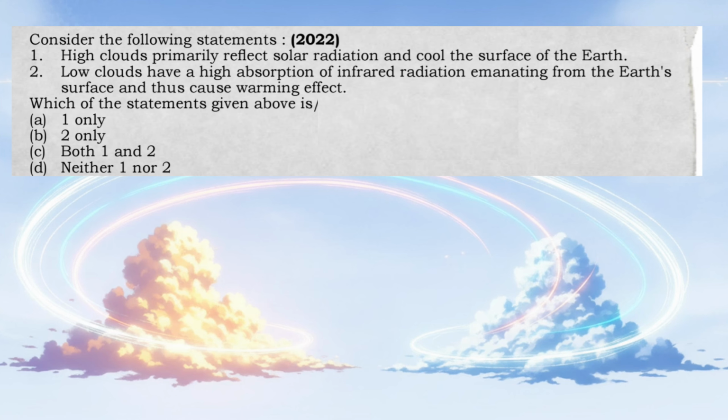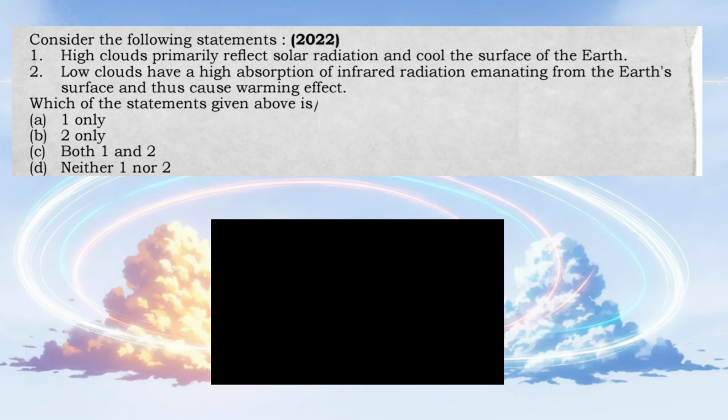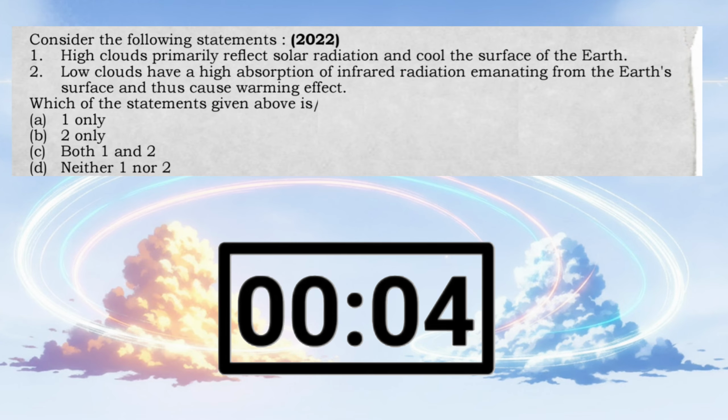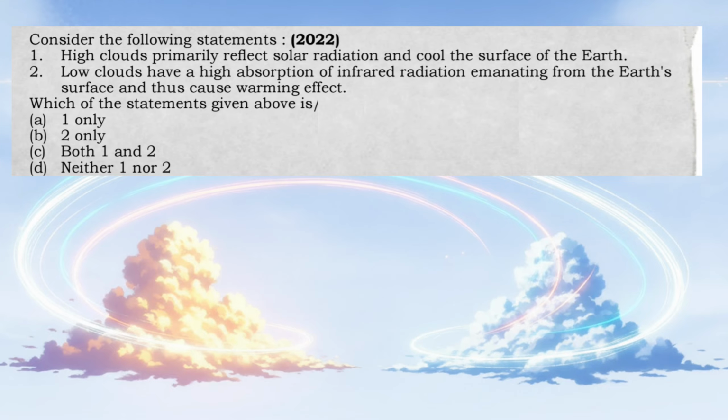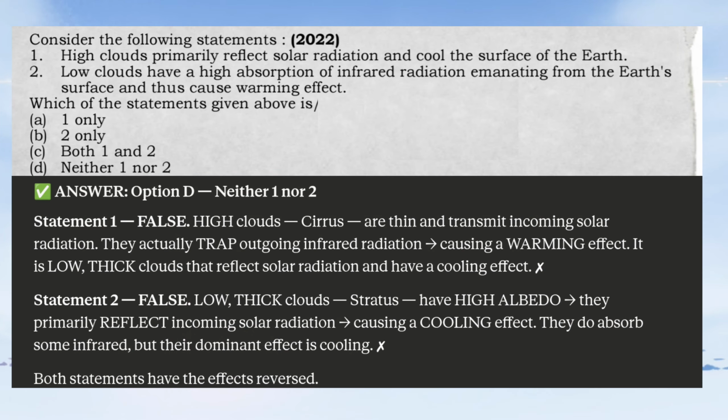Question 11, UPSC Prelims 2022. Consider the following statements. 1. High clouds primarily reflect solar radiation and cool the surface of the Earth. 2. Low clouds have a high absorption of infrared radiation emanating from the Earth's surface and thus cause warming effect. Option A, 1 only. Option B, 2 only. Option C, both 1 and 2. Option D, neither 1 nor 2. Answer, option D, neither 1 nor 2.